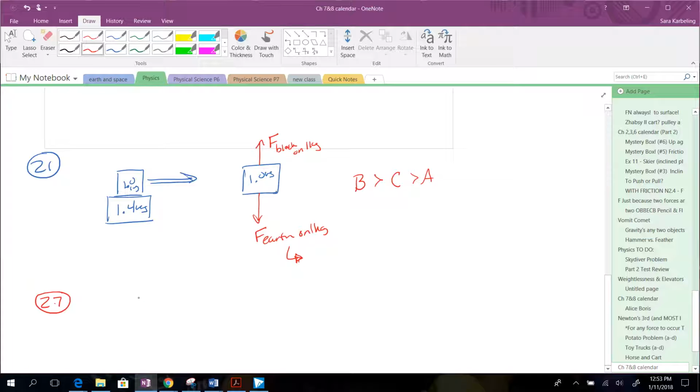So 27, you have the little guy. The picture's going to look a whole lot like this picture here, isn't it? The floor is pushing up. The Earth is pushing down. They're equal in magnitude, opposite in direction, but they are not a third law pair because they both act on that guy. Does that get us where we need to go on that one?